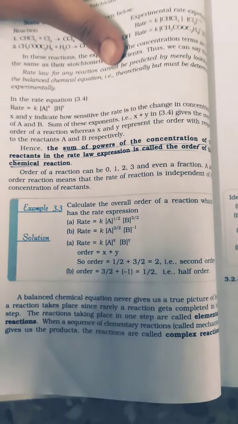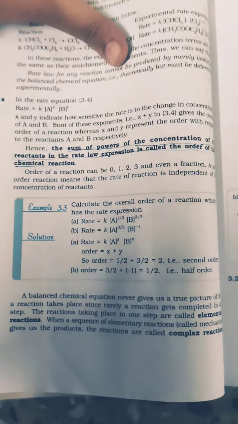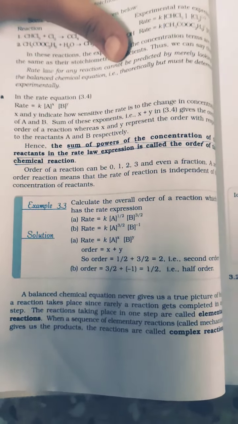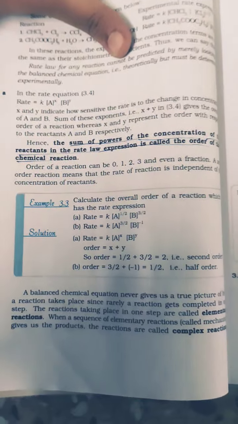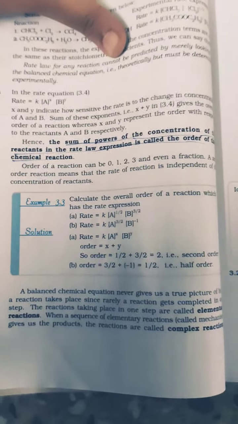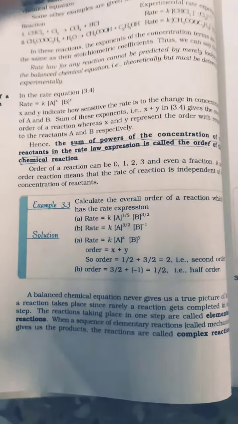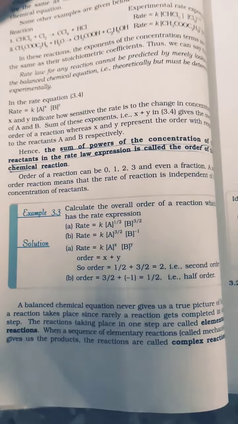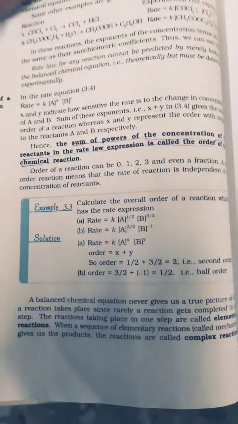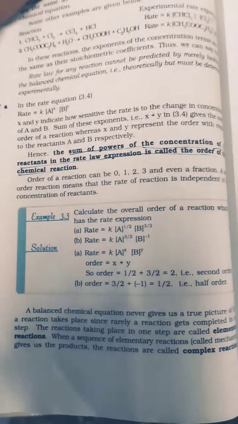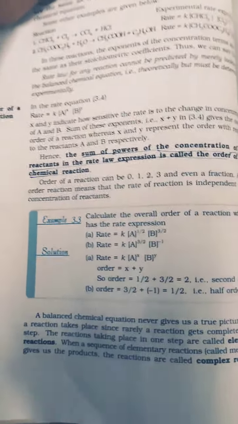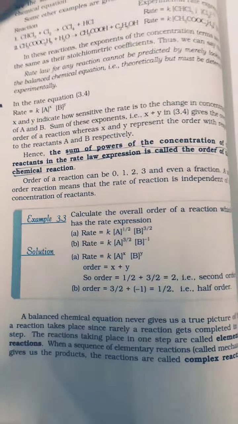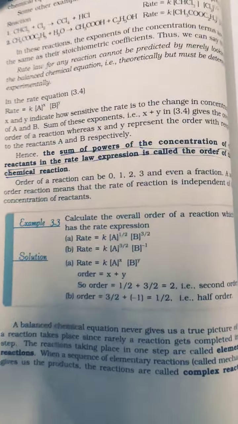A balanced chemical equation never gives a true picture of the reaction, since rarely a reaction gets completed in one step. The reaction taking place in one step is called an elementary reaction. When a sequence of elementary reactions, that is a mechanism, happens to give the product, the reaction is known as a complex reaction. That is, two or more steps take place, a sequence of elementary reactions. It is called a complex reaction.